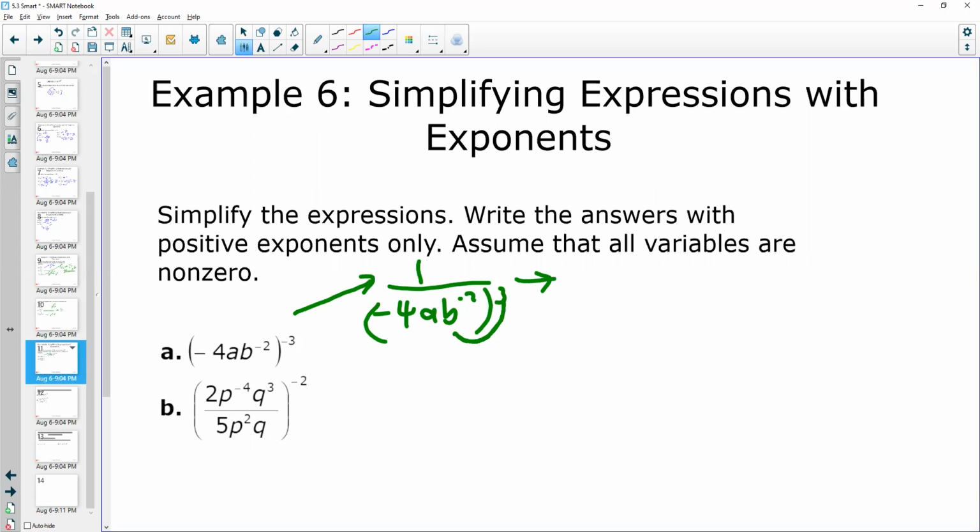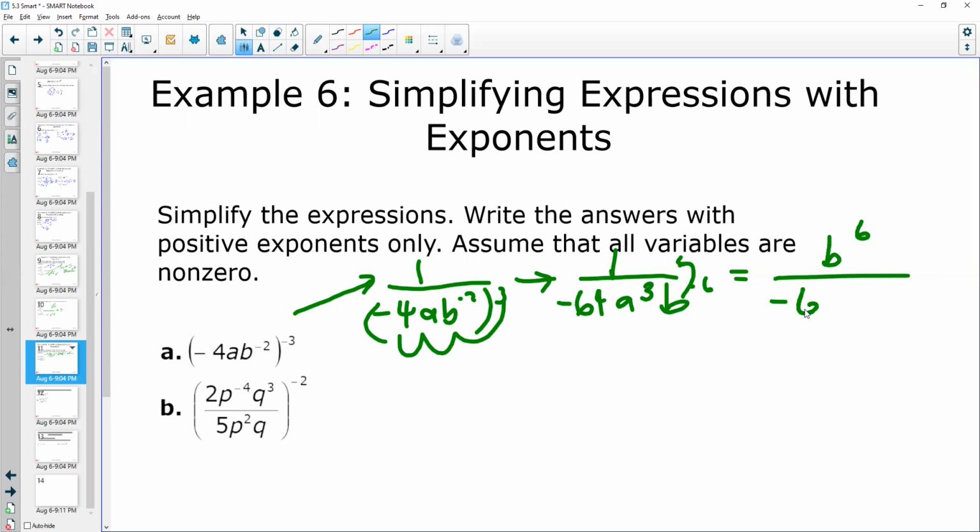Now I'm going to distribute that cube to everybody. So I have 1 over negative 4 cubed, which will be whatever 4 cubed is, so negative 64, a to the 3rd, b to the negative 2 times 3 is negative 6. Now I can't leave that like that because I can't have a negative exponent in my answer. So b to the 6th has to come to the top. It's going to be b to the 6th positive because I flipped it over, negative 64, a to the 3rd.